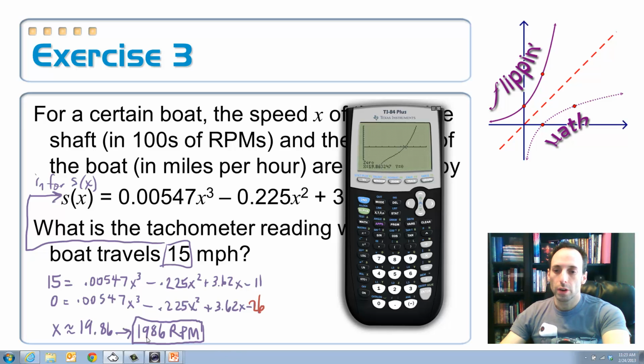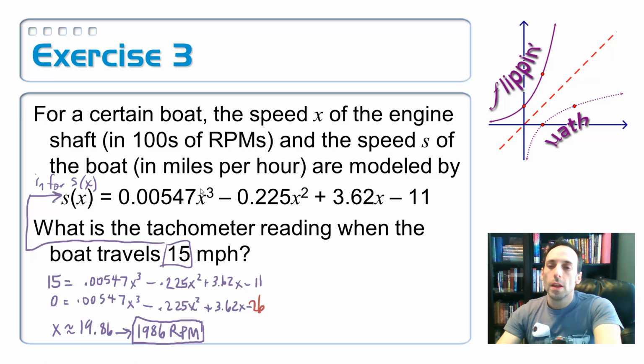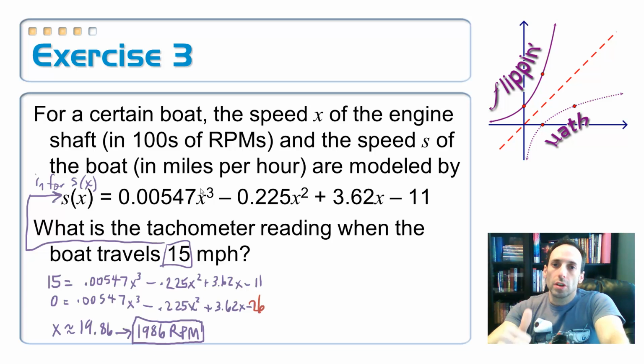If you look at my answer here, I say 1986 RPM. Why? Well, because it says that this is in hundreds of RPM, so I just moved the decimal place over 2 places. Alright, so that concludes the exercises on this objective. Let's try the next one.